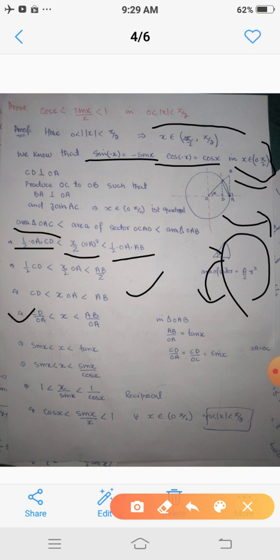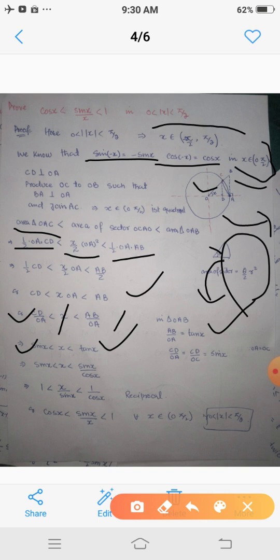Dividing by OA, we get CD by OA less than x less than AB by OA. Now in the bigger triangle, AB is perpendicular and OA is base, so perpendicular by base is tan x, so AB by OA is tan x. And CD by OA: OA is the radius of this circle, which means it equals OC also. Hence CD by OC in this smaller right angle triangle OCD is sin x. So sin x less than x less than tan x.